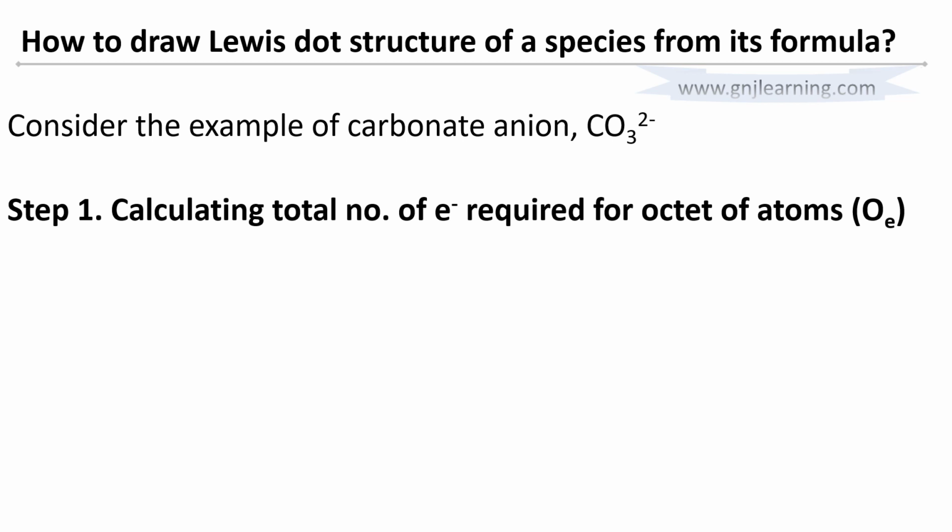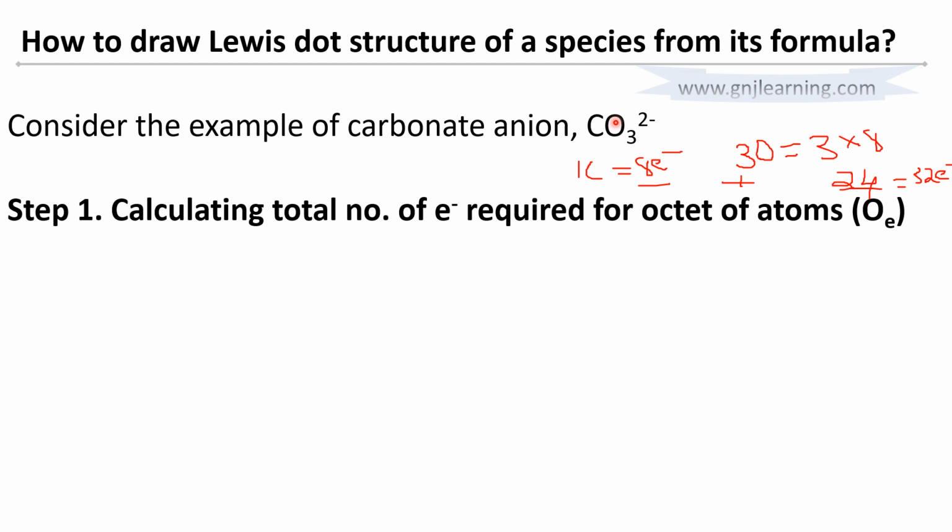I will write it. I have 1 carbon. It requires 8 electrons for stability. I have 3 oxygen atoms. Each oxygen requires 8, so it will be 3 into 8, which is 24. So 24 for 3 oxygen and 8 for 1 carbon. In total, there must be 32 electrons for the species to have octets. So that's the first step: calculating the total number of electrons required for the octet of atoms in this species.